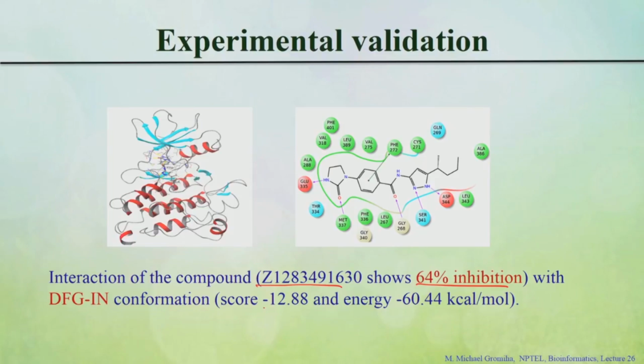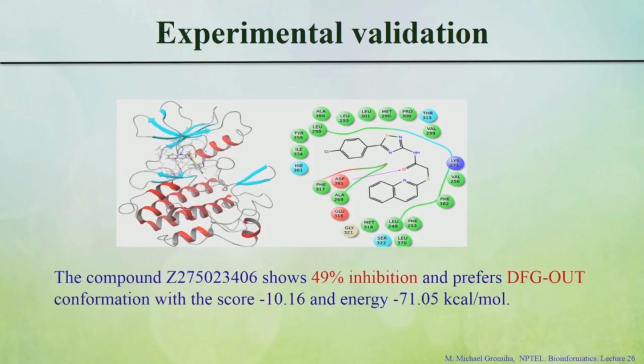You can get the Glide score of minus 12.88, and the energy of minus 6.44 kilocalorie per mole. So, this is from the DFG in conformation. Likewise, you can get the other data. Here this is showing 49% inhibition and previous DFG out conformation. So, here the score is minus 10.16 and the energy of minus 71.05 kilocalorie per mole.